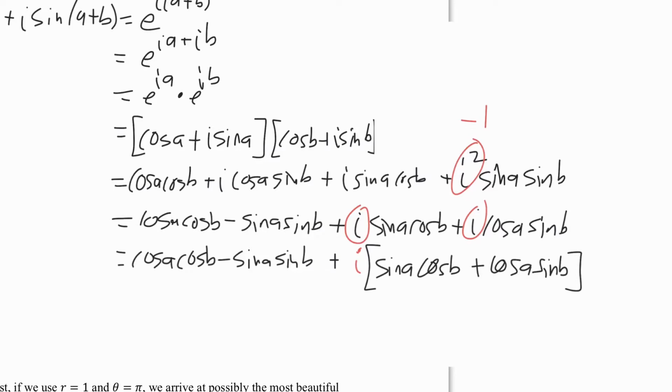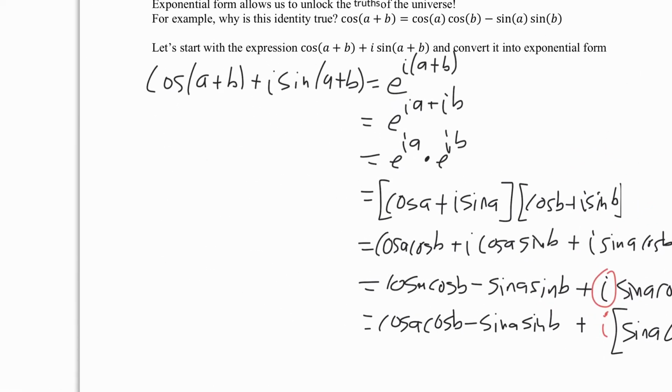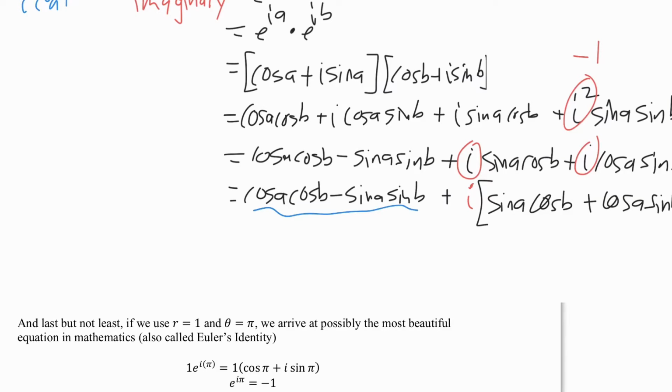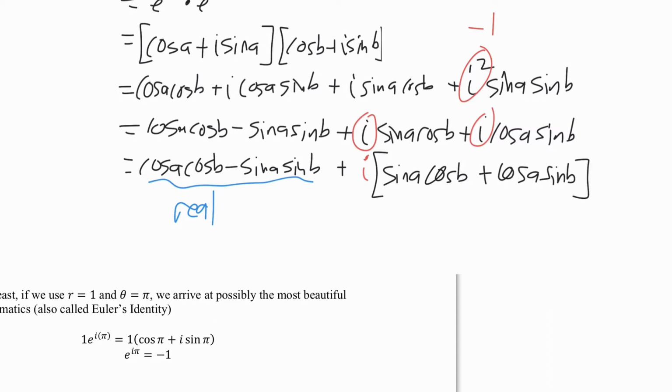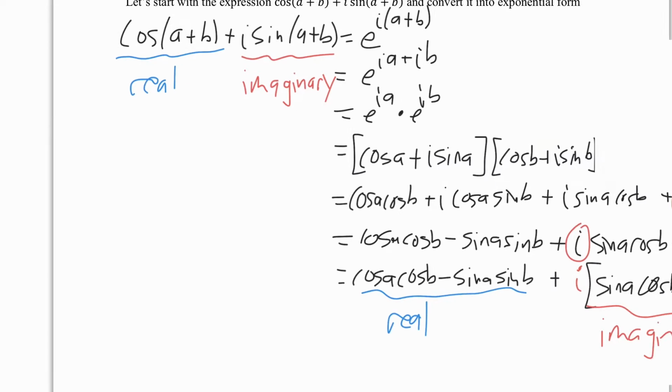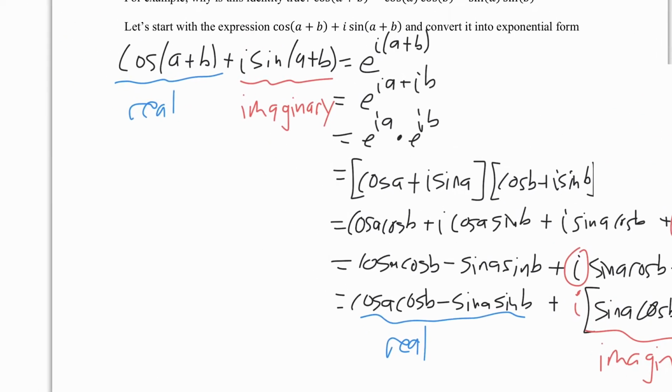Well, let's take a look. We started over here with a number that had a real part. This right here is real. And it had an imaginary part. We ended up, after doing some math, with a number that has a real part and a number that has an imaginary part. And the way it works with complex numbers is that if you start with a number and it's all equal the whole time, well, the real parts should be equal to each other and the imaginary parts should be equal. We didn't do anything to this. It was equal the whole time.